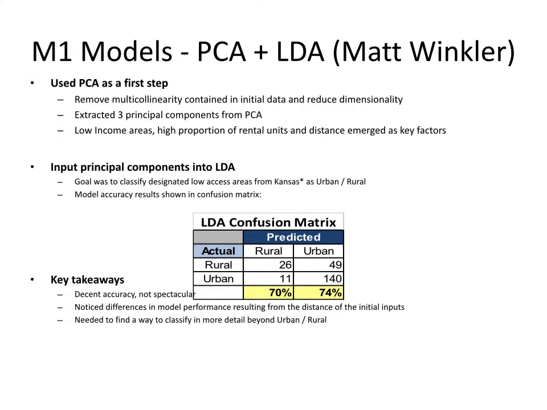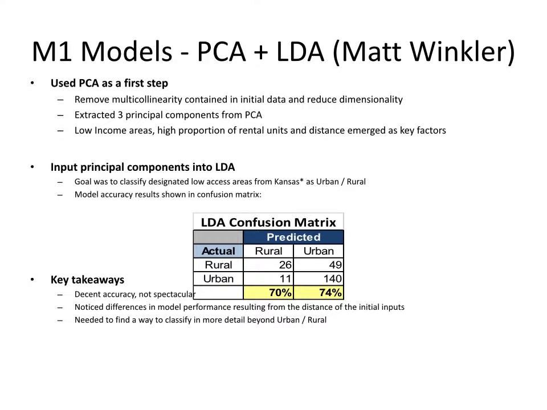They appeared to be strongly influenced by areas with low income and a high proportion of rental units, and distance also emerged as a key factor, mostly because I saw some different results depending on which distance radius I used as an input into the PCA. Once I took those principal components and put them into an LDA model, again, my goal was to classify the areas that were designated as low access to supermarkets from the state of Kansas, and then bucket them into urban and rural categories.